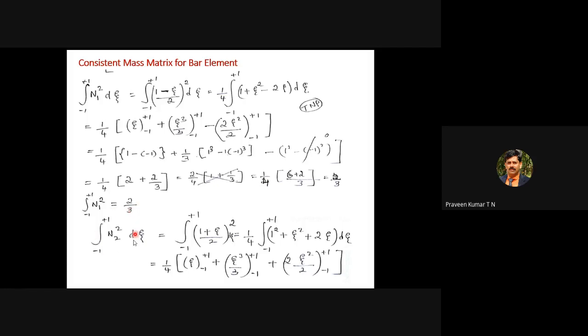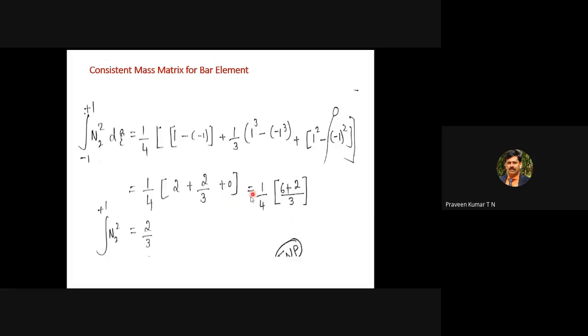In a similar way, you integrate N2 square d xi from minus 1 to plus 1. The N2 value you have to remember: (1 plus xi) divided by 2. Since it is N2 square, you take 1 by 4, expand (1 plus xi) the whole square, and apply the limits. We end with the integration of N2 square from minus 1 to plus 1 equal to 2 by 3.